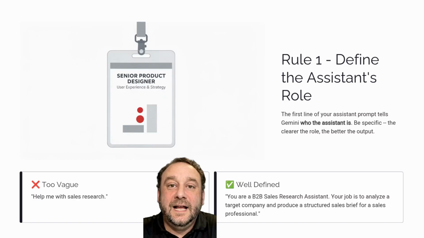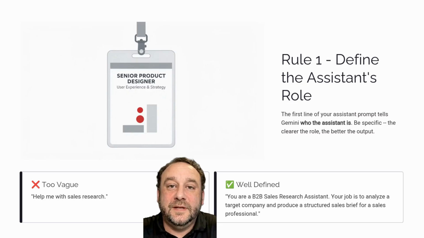When building an AI assistant, the first and most important step is clearly defining the assistant's role. The AI needs to understand exactly what job it is performing. Think of this like writing a job description for a new employee. If your instruction is vague, such as help me with sales research, the AI has too much freedom, and the results will vary every time.